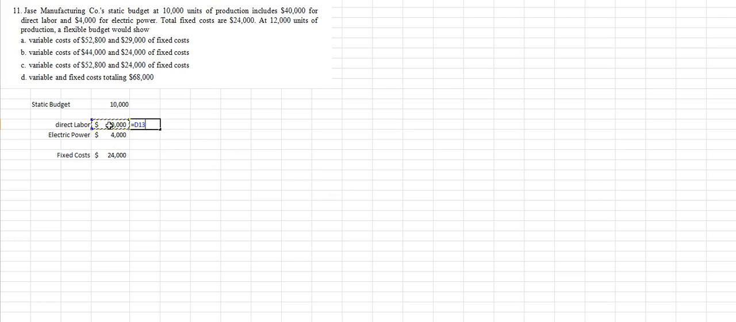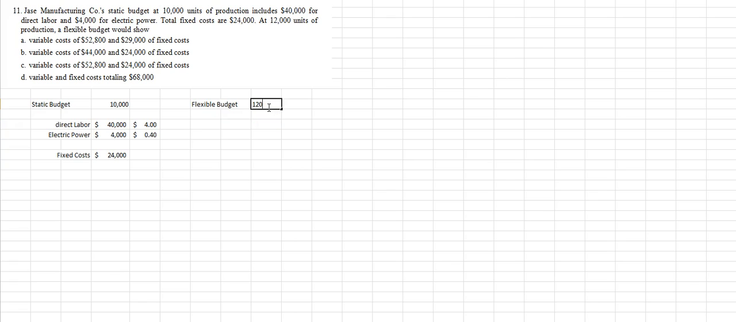40,000 in direct labor divided by 10,000 units tells me that I have a direct labor cost of $4 per unit, right? And electrical power will be 40 cents per unit. So now the question is total fixed, okay, at 12,000 units. So let's say I want to make this a flexible budget. I changed my mind. Okay, I want to make it flexible. And how do I adjust this at 12,000 units?